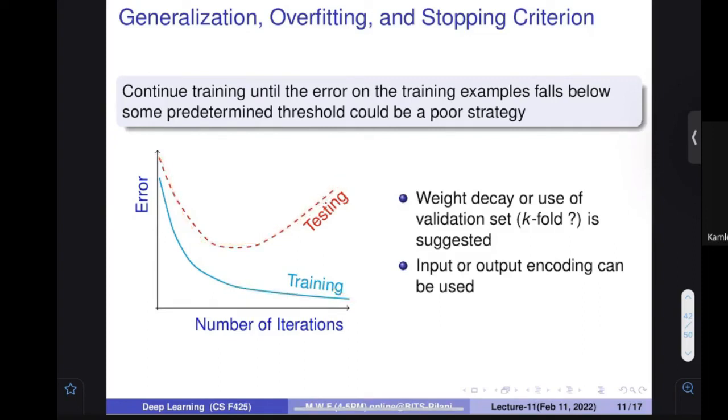Why? Something very strange. What is that called? Overfitting. It is happening because of the overfitting.